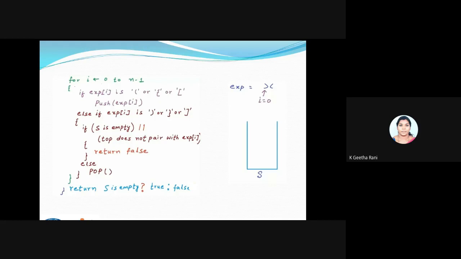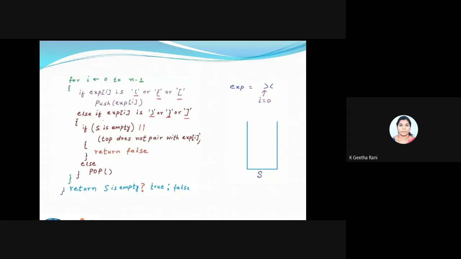You can see I'm iterating from i equal to 0 to n minus 1. If we have an expression, it starts from 0 to n minus 1, and I'm having an if condition here. The if condition tells you: if expression of i is a normal bracket, a curly bracket, or a square bracket, I have to make a push operation. Next, else if my expression is having a closed bracket, all three types of closed brackets, then what do I have to do?